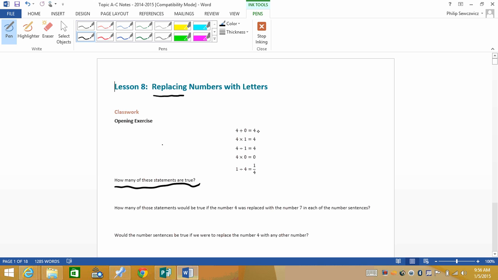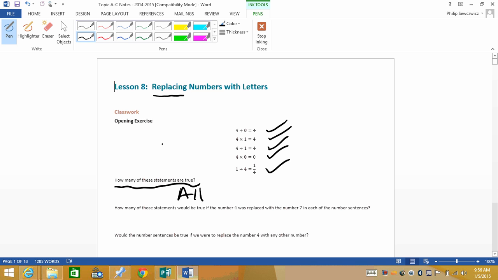Read through them and see what you think. Take a moment, pause if you need to. All right, 4 plus 0, is that 4? Check. 4 times 1, is that 4? Check. 4 divided by 1, is that 4? Check. 4 times 0, yes, check. And then 1 divided by 4, remember the fraction bar is the same as the division symbol, so check. So how many of them are true? All of them are true.